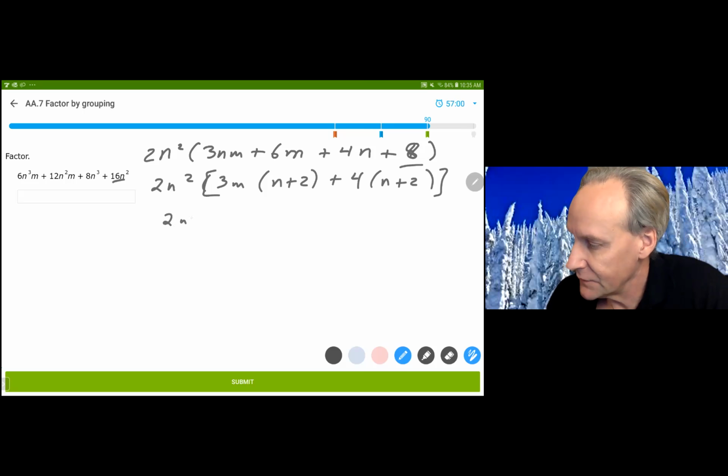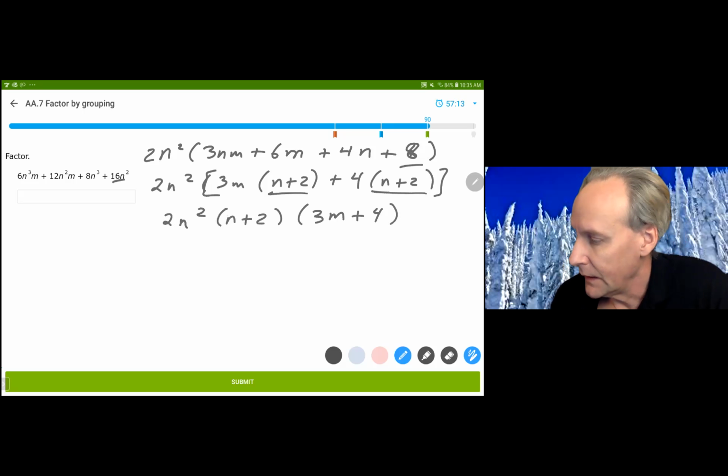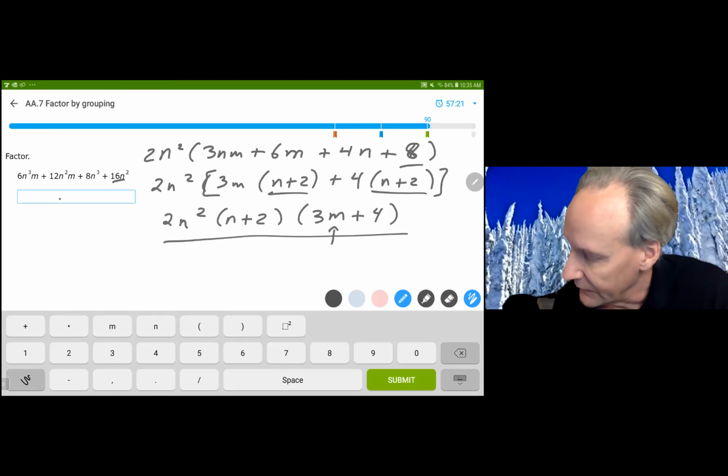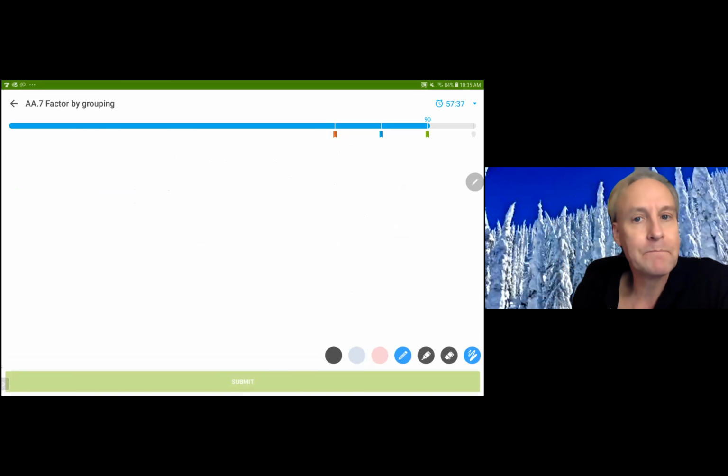So we have a 2n squared. We have an n plus 2 as our common factor. Sorry, that n's kind of small. There we go. And a 3m plus 4. I needed to be careful because that m looks a bit like an n, so I have to make sure I get the right one. We have a 2n squared, we have an n plus 2, and we have a 3m plus 4. And it looks good.